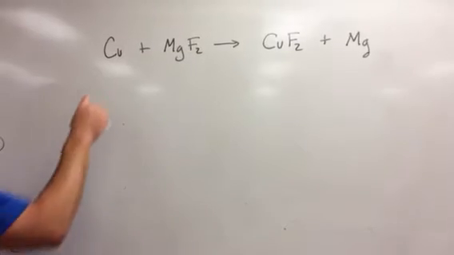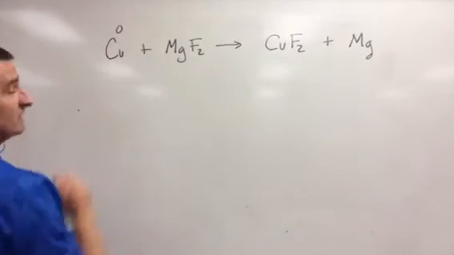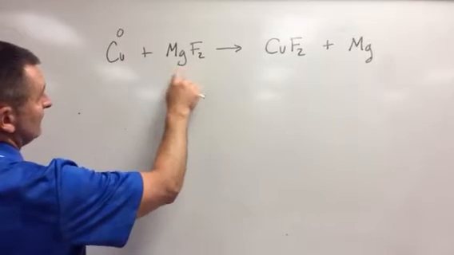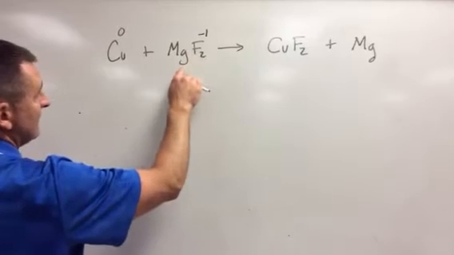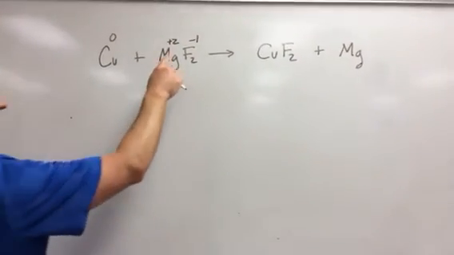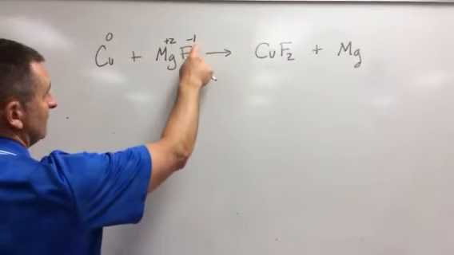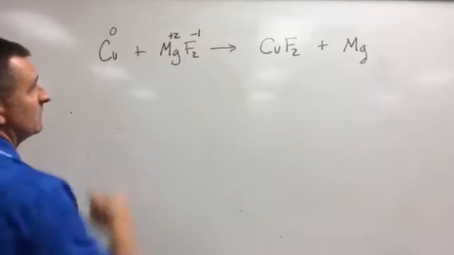The first thing you do in every problem is you assign the oxidation numbers. So you look through it. Any uncombined element is going to have an oxidation number of 0. If it's combined, you look at the nonmetal. We know fluorine's a -1, and magnesium has to be a +2 in this case, because the total charge has to be 0. 2 times -1 equals -2, and 1 times +2 equals +2.